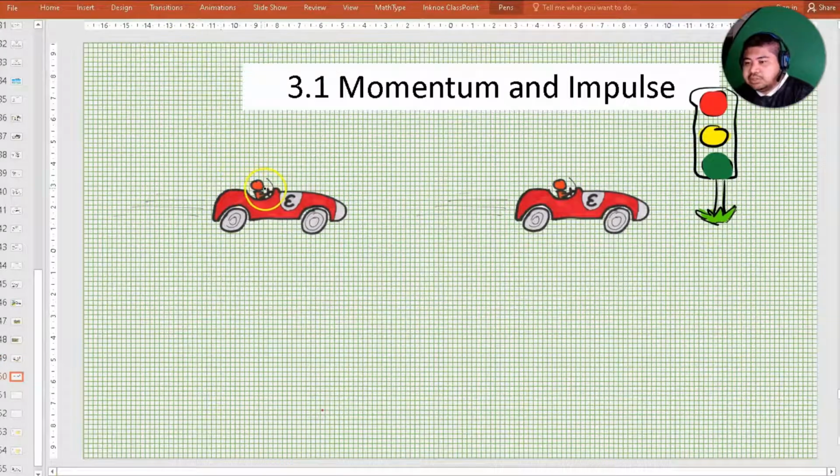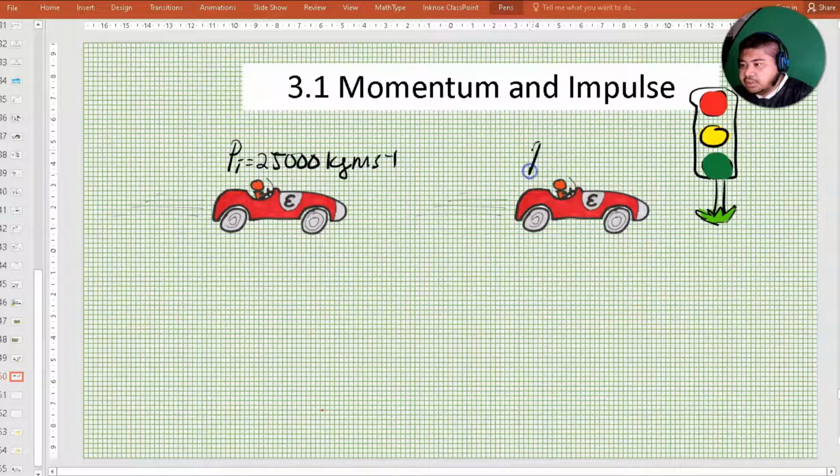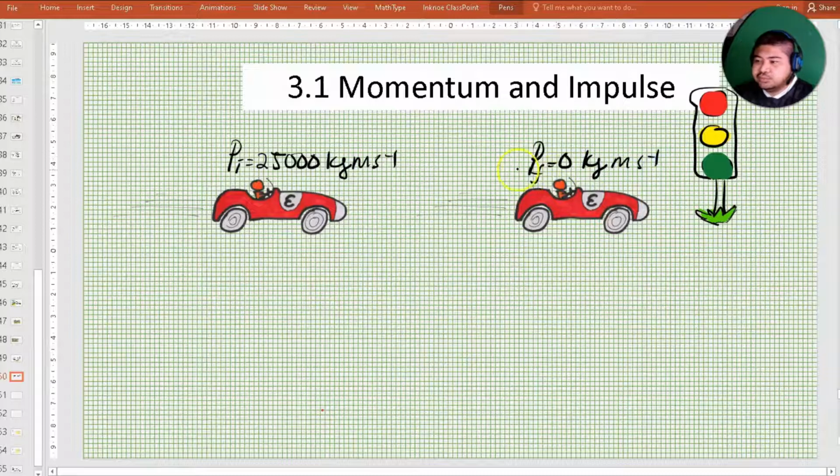Okay, we have calculated the initial momentum of the car, which is 25,000 kilogram meter per second. After he sees the red light, the driver steps on the brake and changes the momentum of the car to 0 kilogram meter per second. So the momentum has changed.